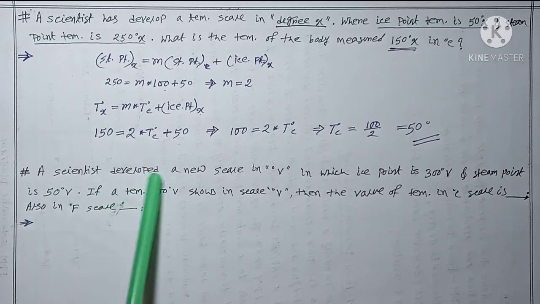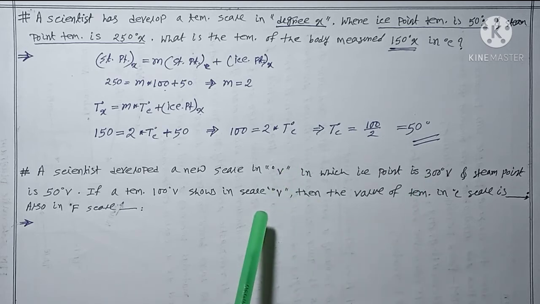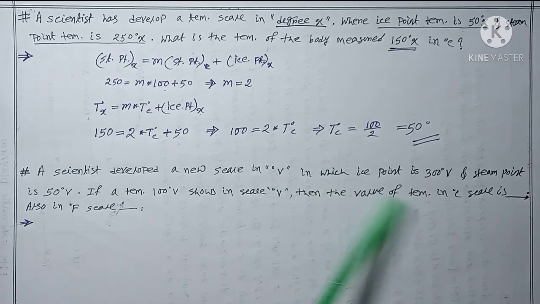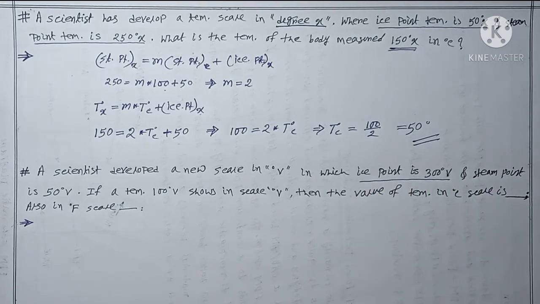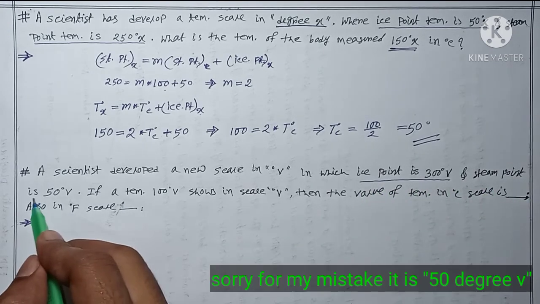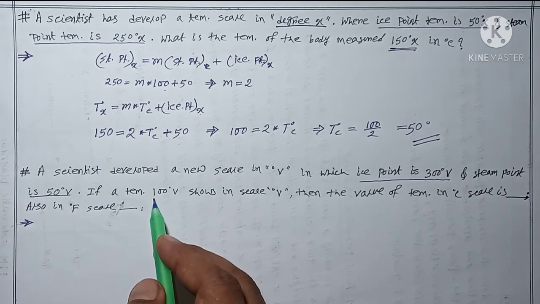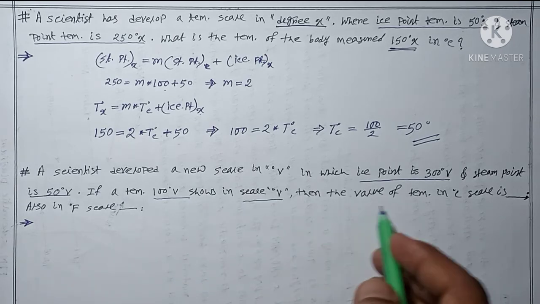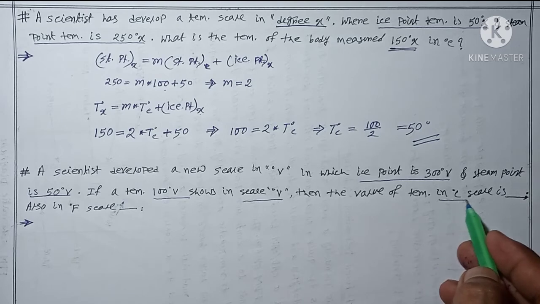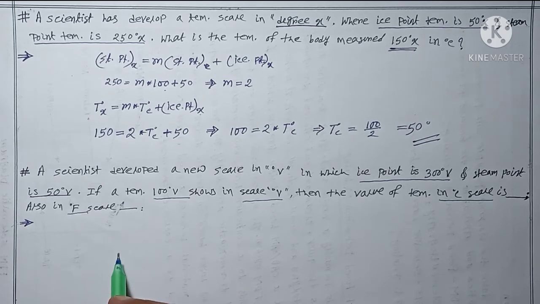A scientist developed a new scale in degree V, in which ice point temperature is 300 degree V. So ice point temperature is given. Steam point temperature is 500 degree V. If a temperature of 100 degree V shows in scale V, then find the value of temperature in degree Celsius scale, and also in Fahrenheit scale.